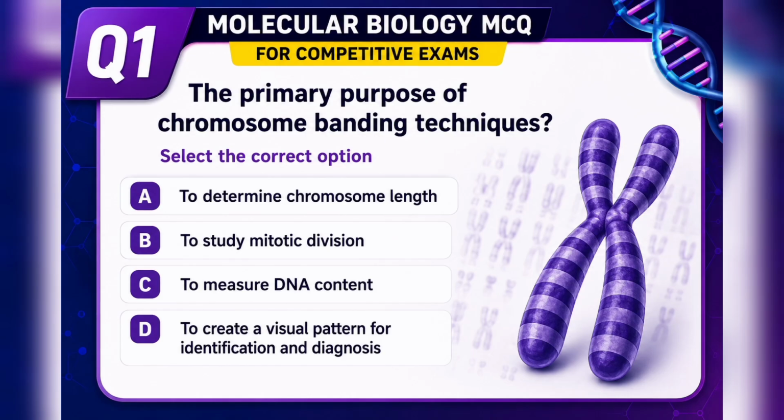Question number 1. The primary purpose of chromosome banding techniques. Select the correct option. A. To determine chromosome length. B. To study mitotic division. C. To measure DNA content. D. To create a visual pattern for identification and diagnosis.